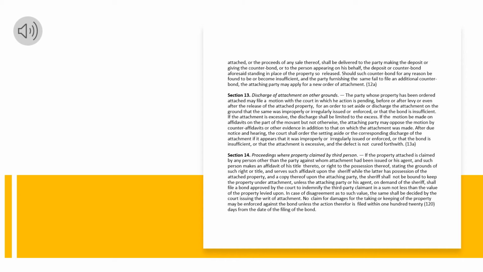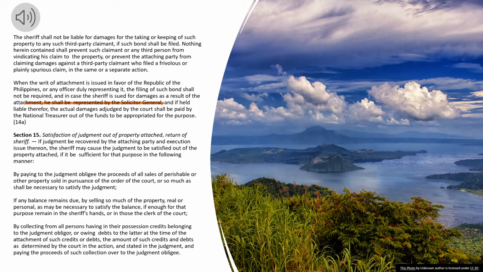In case of disagreement as to such value, the same shall be decided by the court issuing the writ of attachment. No claim for damages for the taking or keeping of the property may be enforced against the bond unless the action therefor is filed within 120 days from the date of the filing of the bond. The sheriff shall not be liable for damages for the taking or keeping of such property to any such third-party claimant, if such bond shall be filed. Nothing herein contained shall prevent such claimant or any third person from vindicating his claim to the property, or prevent the attaching party from claiming damages against a third-party claimant who filed a frivolous or plainly spurious claim, in the same or a separate action.